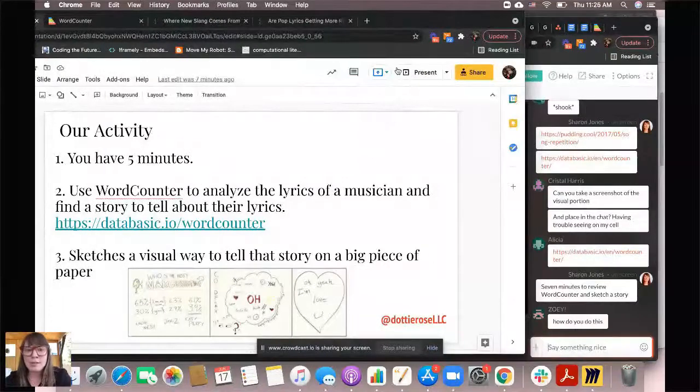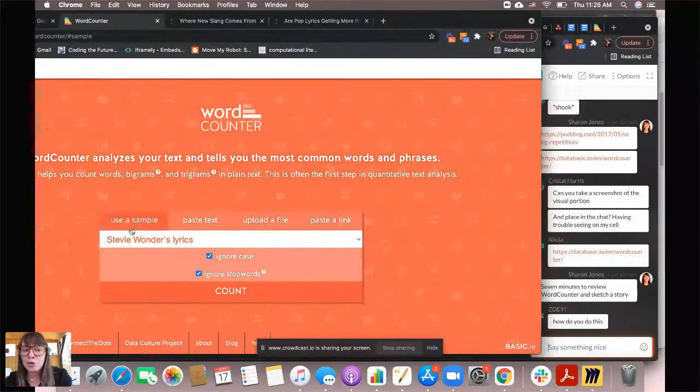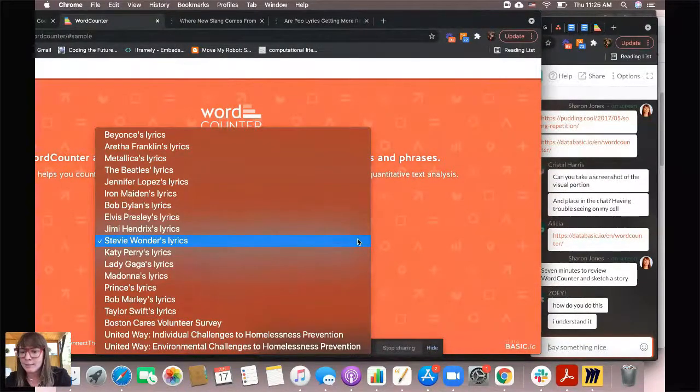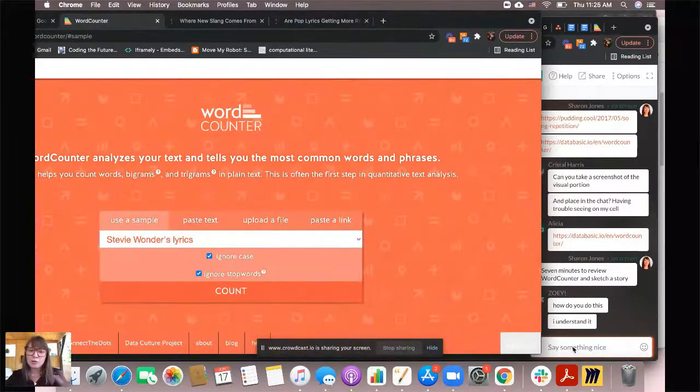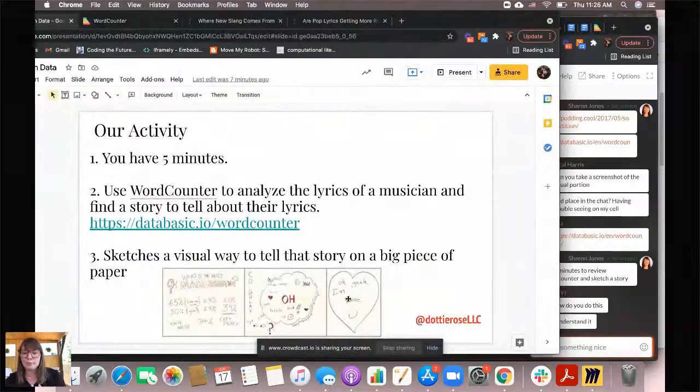So Zoe, how we do this is if you click on the link above that says the database.io, the word counter, click on the link. And what you're going to do is choose a sample of lyrics. Oh, good. Okay, good. And then I'd like for you to just sketch a picture representation of what words you see the most of. Is it love? Is it oh? What do you see in those lyrics? And you can even do 2. Maybe you could compare 2 different songs.